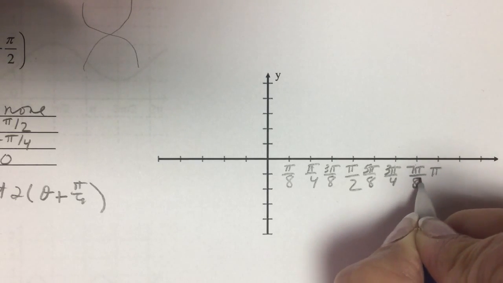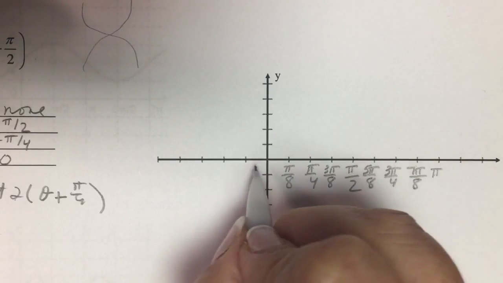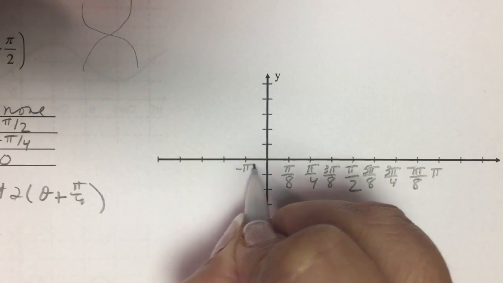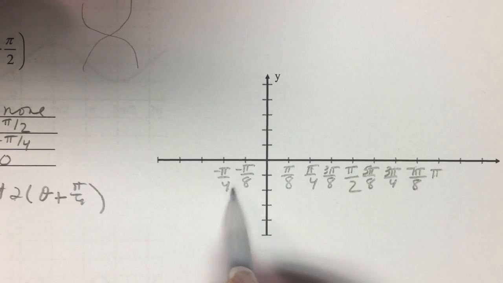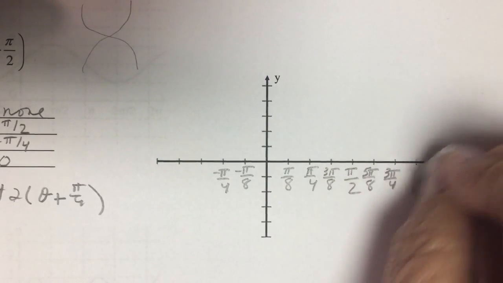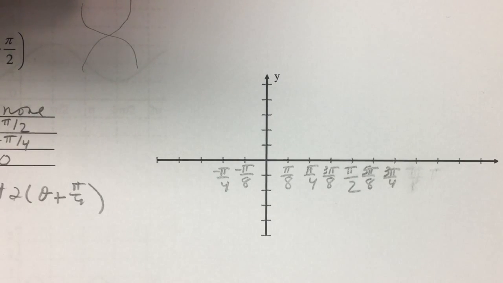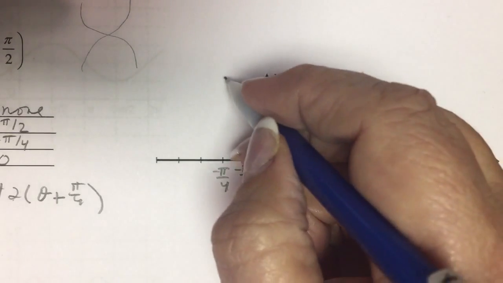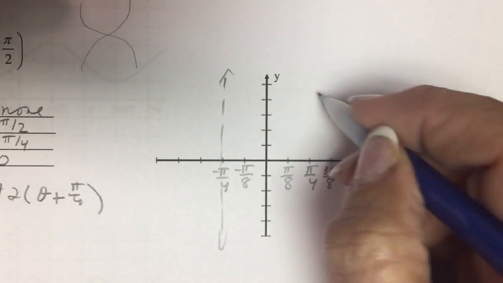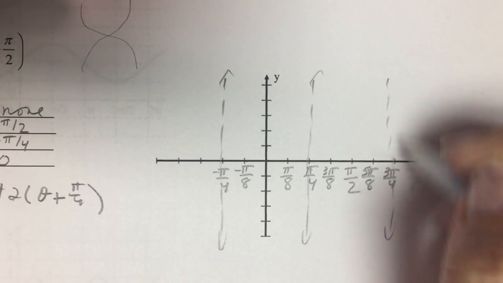and 7 pi eighths. Now there's a negative pi fourth shift, so I'm going to go back here. That's 2 units I have to go back to get the whole pi fourths, which means I'm going to get rid of these right there. Okay. So remember, normally my first asymptote would be on the y-axis, but it's shifted 2 spaces. So I'm going to have an asymptote there, an asymptote there, an asymptote there.